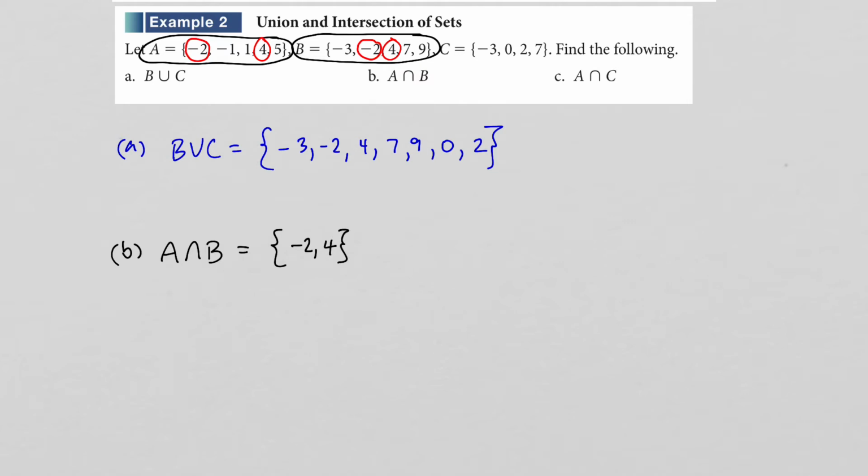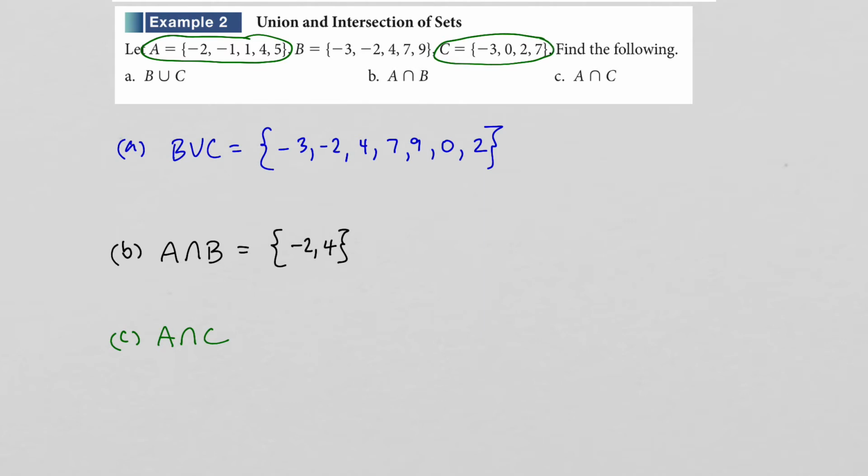And finally, we have the intersection of A and C. So this is the same idea, except now we are going to look at set A and set C. And again, we are going to list all of the elements that they have in common. Now, if you look carefully, you'll notice that none of the elements of A are also in C. And vice versa, of course, is also true. None of the elements in C are in A. So they have no elements in common. So their intersection is going to be the empty set.